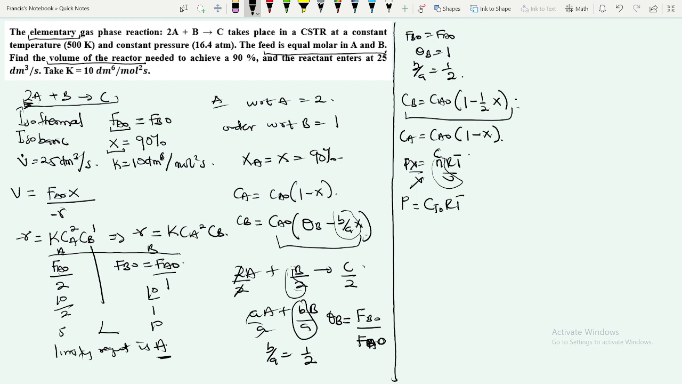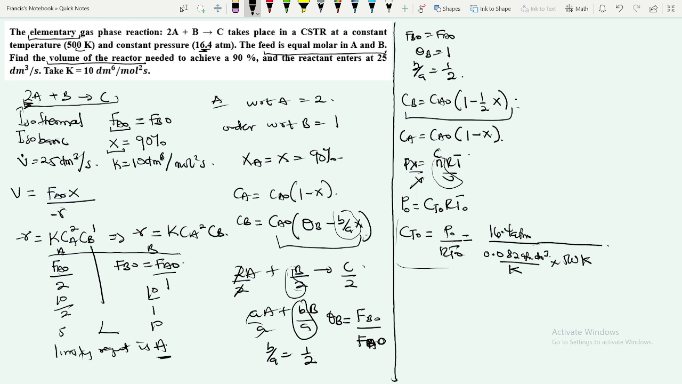When we want the initial concentrations, we have to put in our initial values. Our CT naught, which is our total initial concentration, will be P naught over RT naught. This can help us find our total initial concentration. Our P naught was given as 16.4 atm. So 16.4 atm divided by, because our pressure is in atm, our R here is supposed to be 0.082 atm decimeter cube per Kelvin. And our temperature here is 500 Kelvin, so times 500 Kelvin.